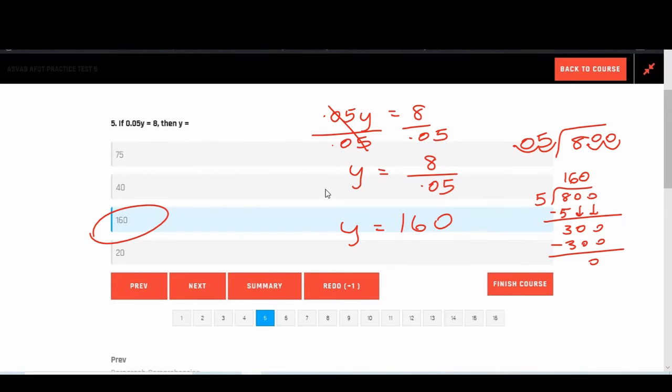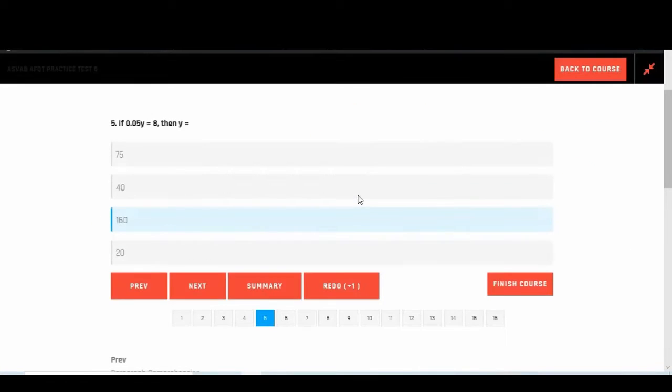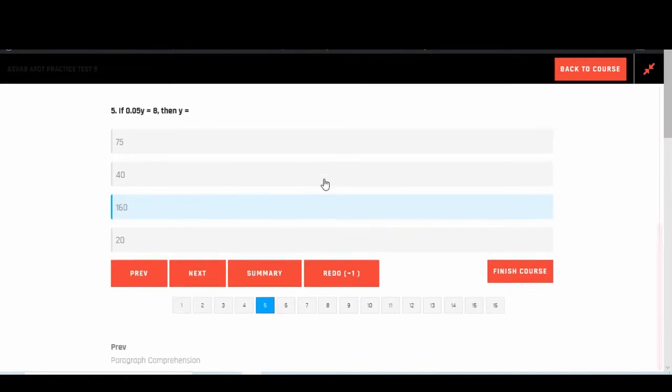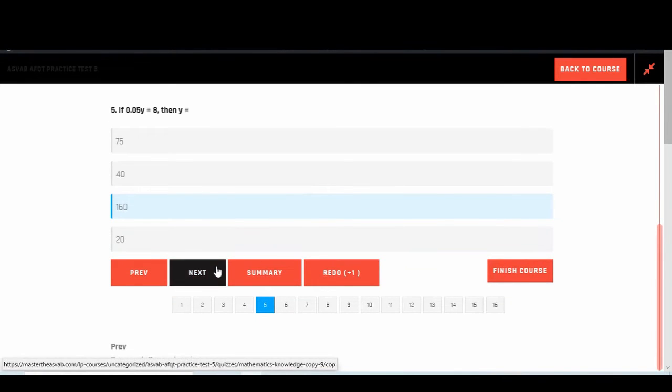Again, this problem's testing your ability to solve a one-step equation, but beyond that, it's also testing your ability to do division with decimals outside the division bracket. Okay? So that was that one.